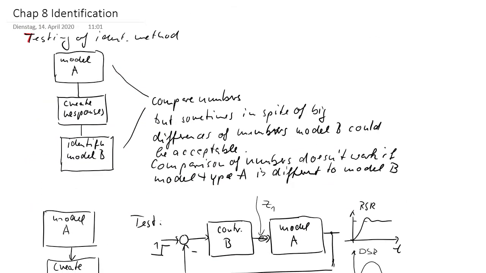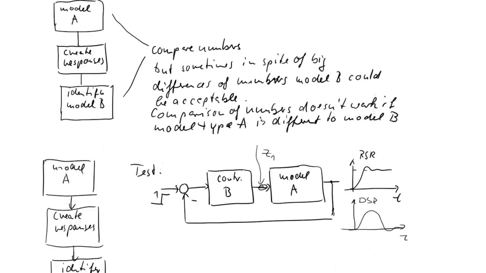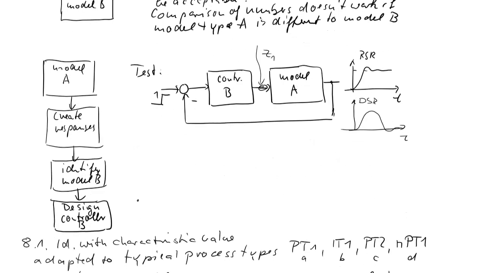I have done this. The first check, I compare numbers, but the number comparison is worse. Then I compare the step response of model A and the step response of model B, and then we'll see a good coincidence, but the best comparison is my 3PT1 model here and my 2PT1 and delay model here. I used it to calculate a controller. I design a controller with model B, put this controller together with model A, and check the reference step response.